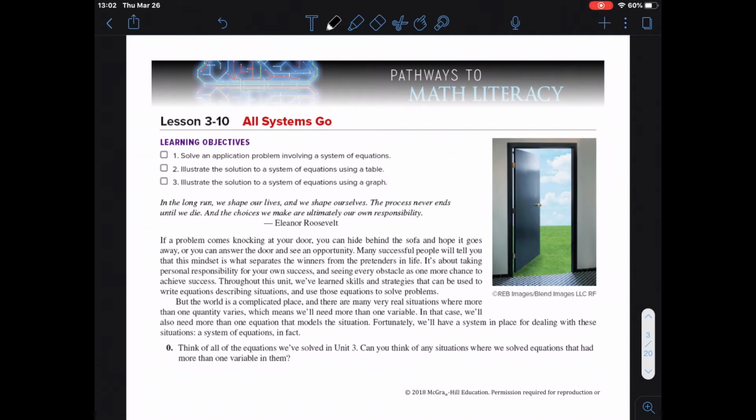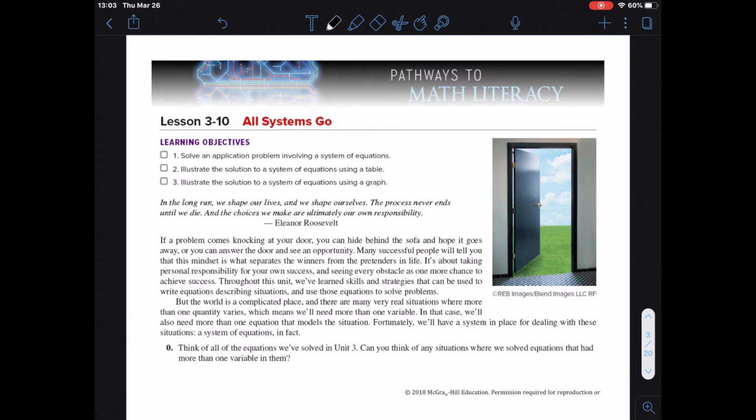So the last thing in Unit 3 we're going to go over are applications of these linear equations. What we're going to do is use them to solve what's called a system of equations. Basically, we need to find where two lines collide, something that satisfies both of them.